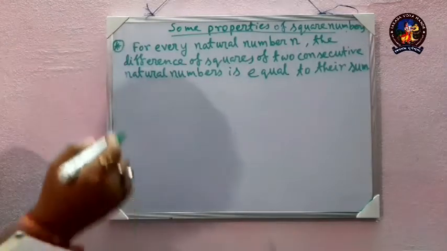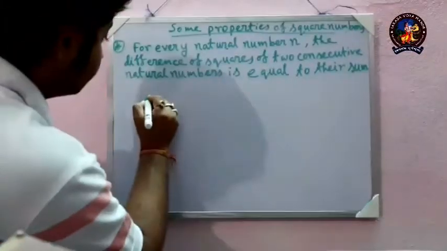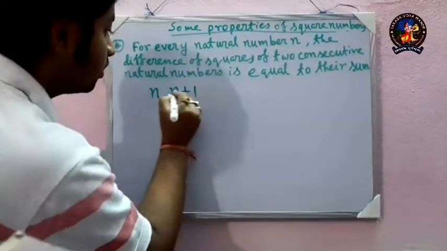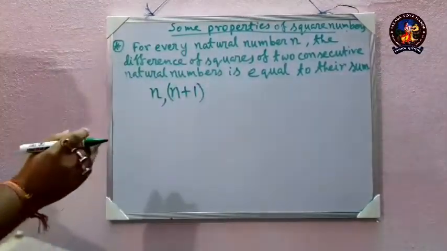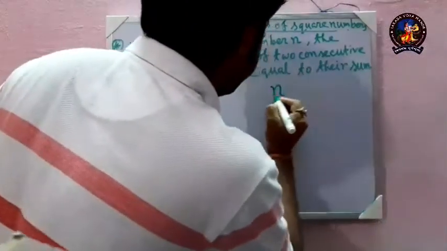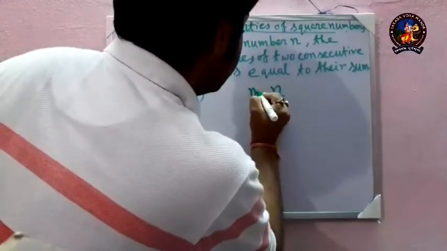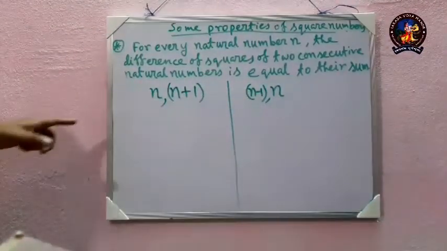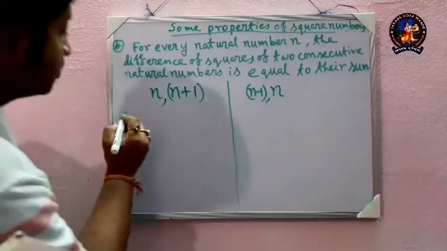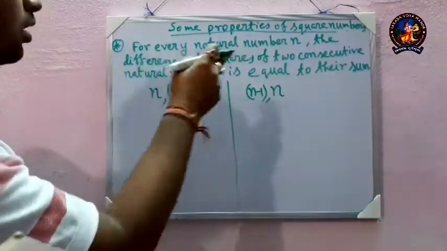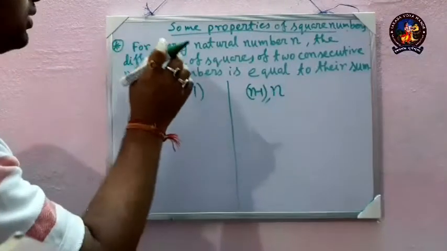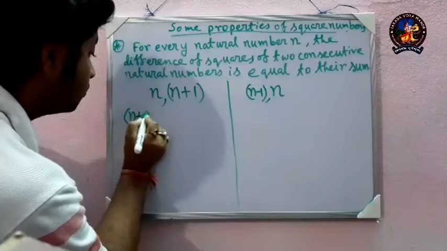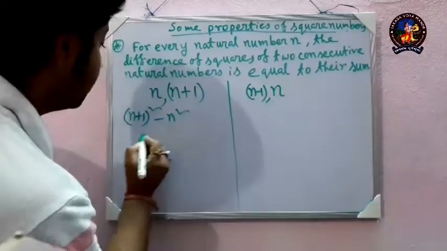Let us consider two consecutive natural numbers n, and what will be its consecutive number? n plus 1. Or I can take n and n minus 1. Okay. In the first case, let us take, according to the property, the difference of the squares of the natural numbers, means (n plus 1) whole square minus n square.